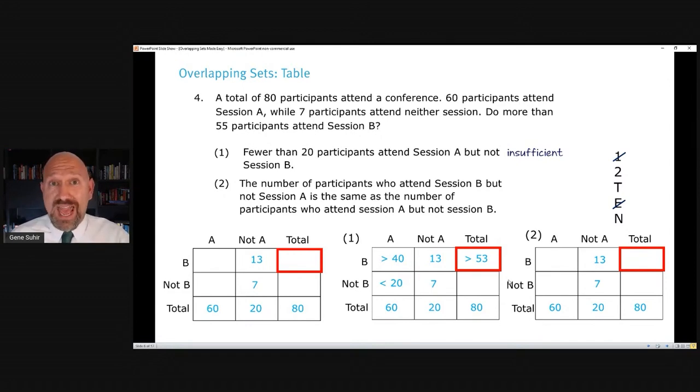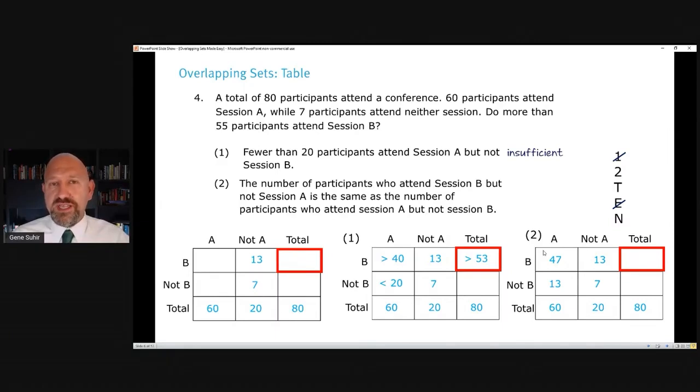Our first line of attack is evaluating the statements individually before we even dream of evaluating them collectively. We knew that there were 13 participants that were in B but not A. Statement 2 is now telling us that we're going to have the same number of participants, so also 13, for those that are in A but not B. Now that column needs to add up to the total on the bottom, 60.